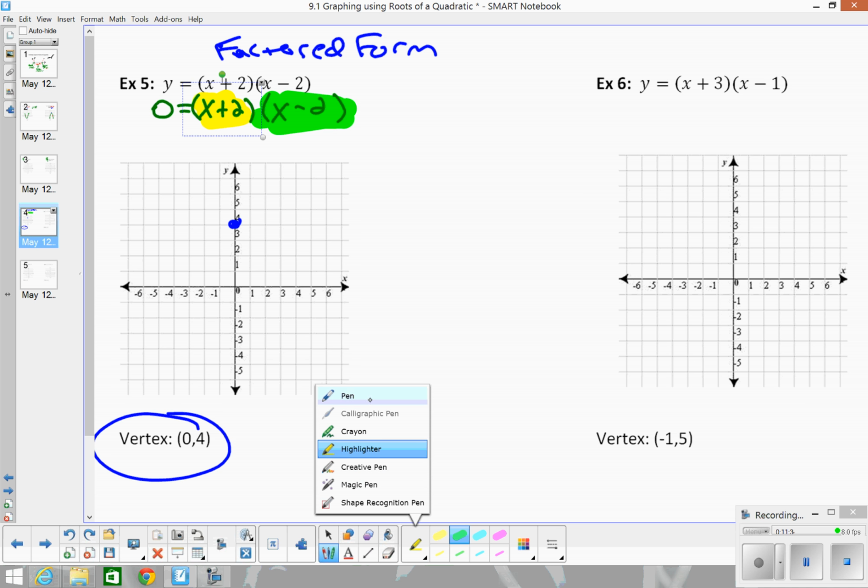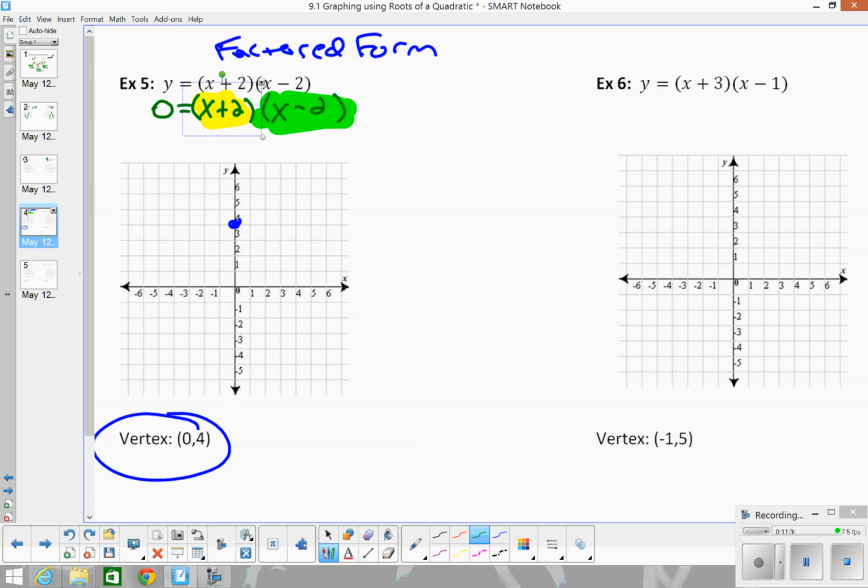So how am I going to do that? I'm going to take each parentheses and separate it. So I'm going to take x plus 2, and I'm going to set that equal to 0. Because I want to know what value of x. I just took that first parentheses and made it equal to 0. Then I'm going to take that second parentheses. It's going to be x minus 2, and make that equal to 0. Because I want to know what value of x is going to make each of those parentheses equal to 0.